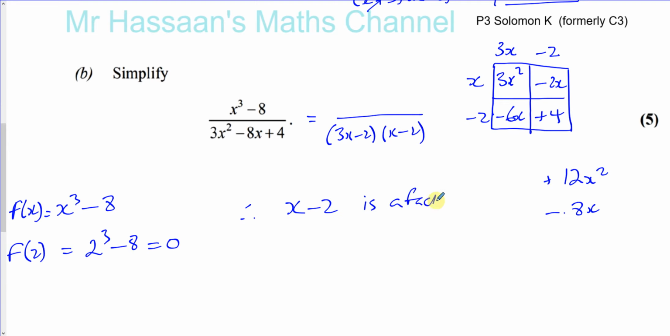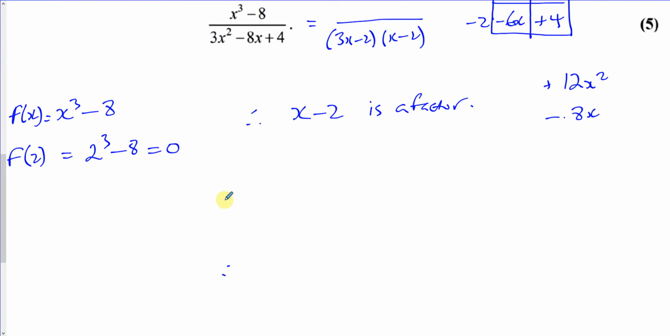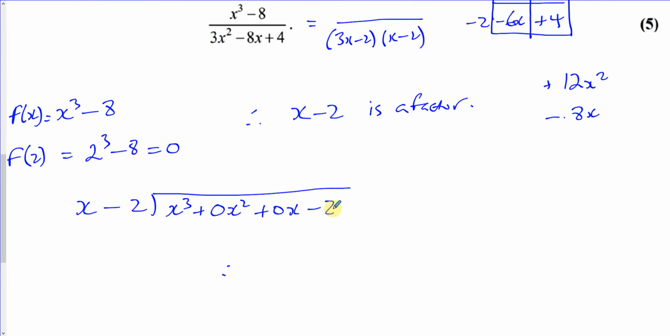Okay? Now, if I know that x minus 2 is a factor, then I've got a choice. I could use algebraic long division. I can say x minus 2 divided into x cubed. Remember, we have to fill in all the spaces when doing long division. Any term that's missing, we write 0 for that term. So 0x squared plus 0x minus 8.